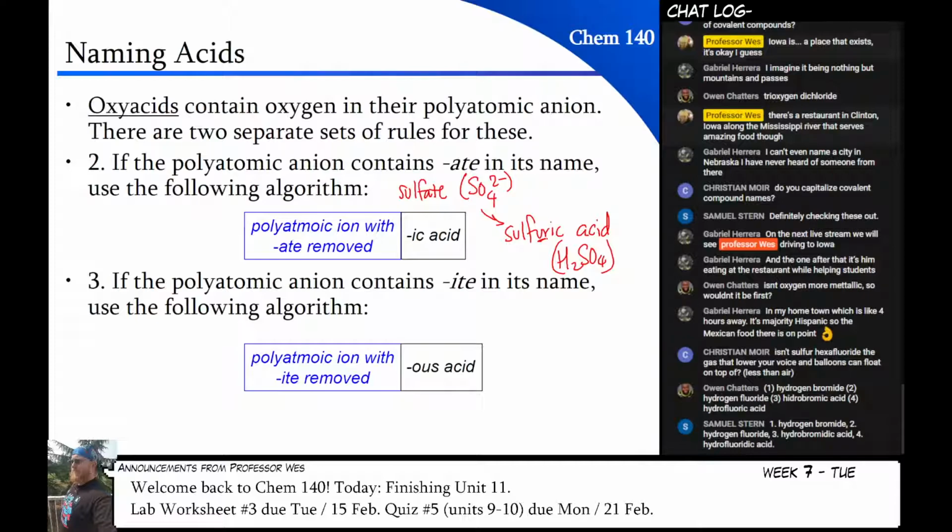If you have an ion that ends in ite, instead of writing ite, you write ous acid. So something like nitrite would become, we get rid of this, nitrous acid, which would be HNO2. And those are the acid rules. That's all 3 of them. So you either have something that ends in ide, ate, or ite.